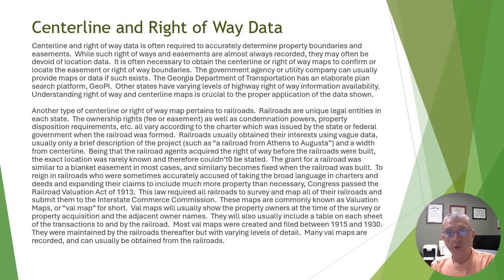But these valuation maps are very helpful to the surveyor because they show the property owners along the railroad at the time of the survey or sometimes at the time of the acquisition. So if you're trying to find a railroad right-of-way deed from 1870 and it says John Quincy Adams as an adjacent owner, well, you don't have to run the chain of title of the property you're surveying all the way back to 1870. You can just go look for John Quincy Adams in the grantor book to see what he granted.